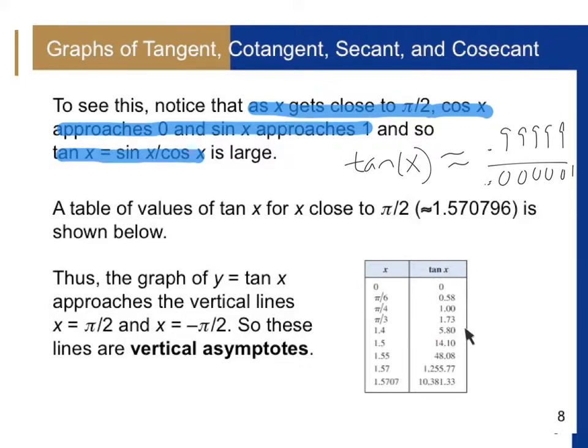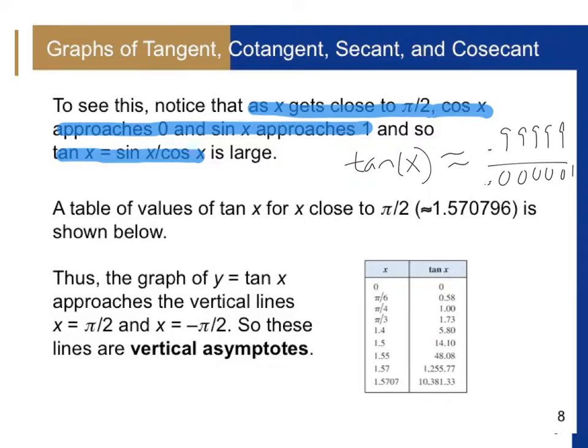We can see as we go through x equals pi over 6, pi over 4, pi over 3, and then we're getting closer to pi over 2. Here we're not using pi over 2, we're using radians like 1.4, 1.5. Pi over 2 is approximately 1.57, a little more than this. But you see what happens with tangent: it blows up, it gets really high as we get close to pi over 2. You see our tangent goes to 10,000, and it keeps going higher and higher.